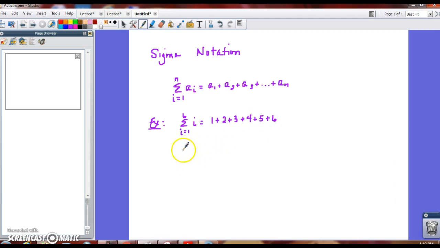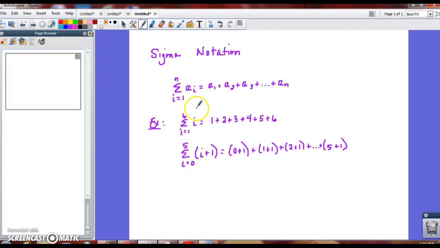Similarly, if I had sigma and I'm starting at 0 and I'm going to 5 of I plus 1, that's the same as saying 0 plus 1 plus 1 plus 1 plus 2 plus 1, all the way up to 5 plus 1. Okay, and then adding all of those together. So those are a few examples of what sigma notation is.